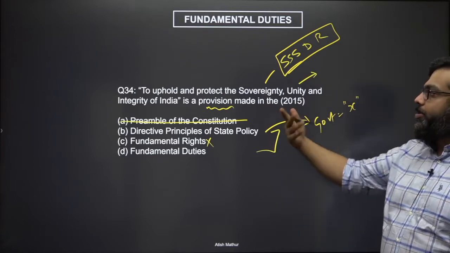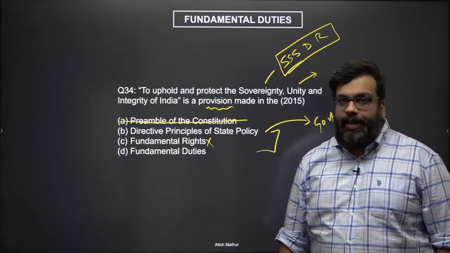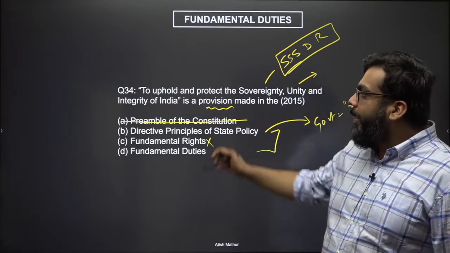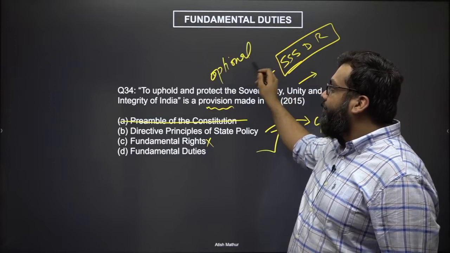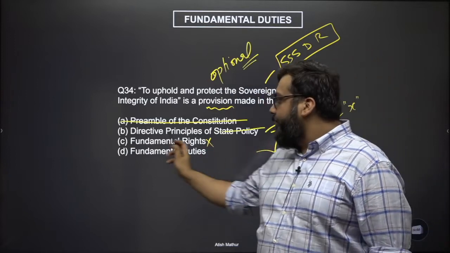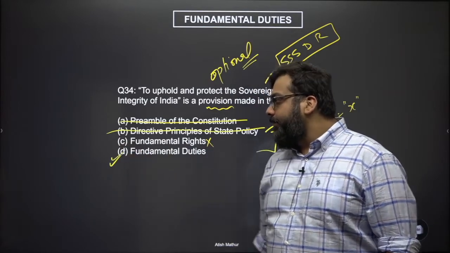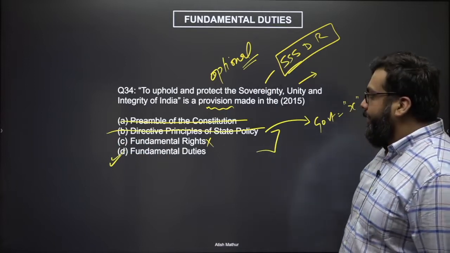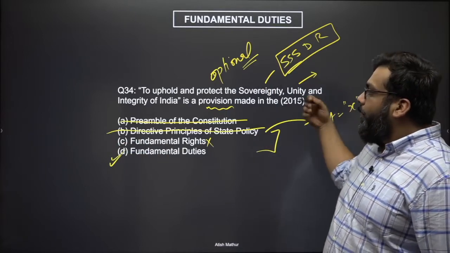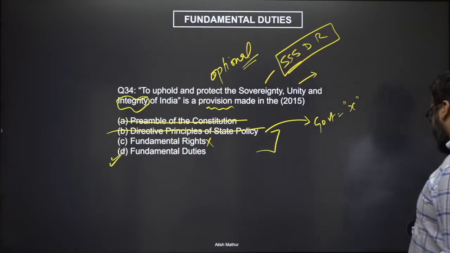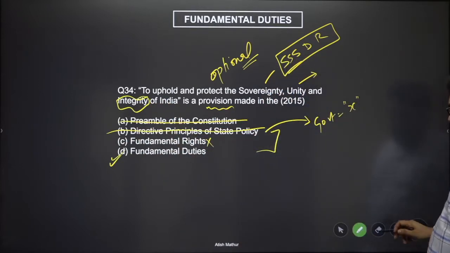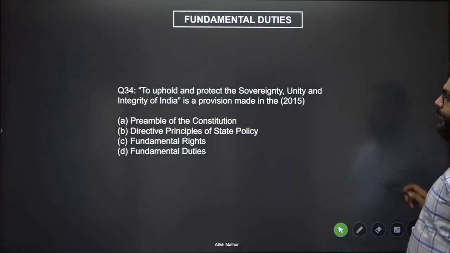This is the basic job of the government, to protect the sovereignty of the country. You don't have to make it optional for the government to protect the sovereignty of the country. Therefore, directive principles can't be the answer. Your answer is fundamental duty, right? Because as citizens, we also have a role to play in the integrity of India. Okay, tricky question, but still can be done.